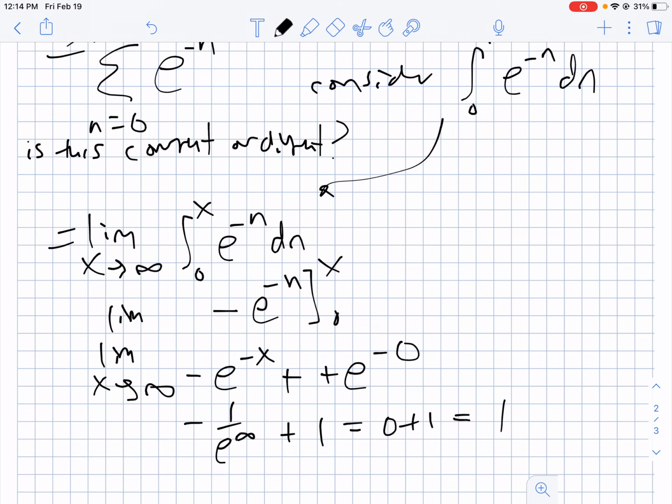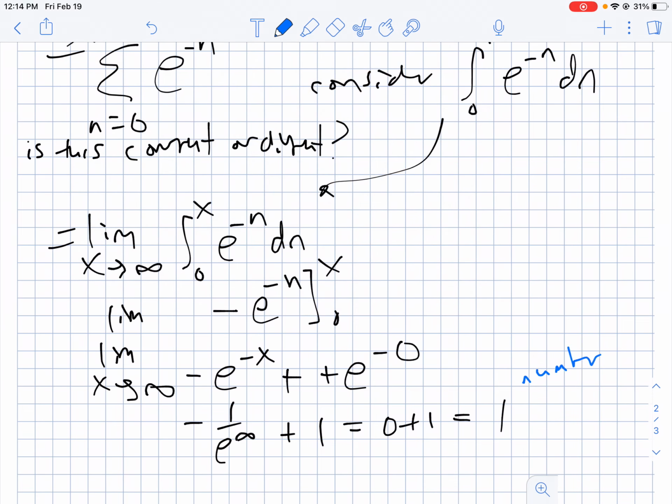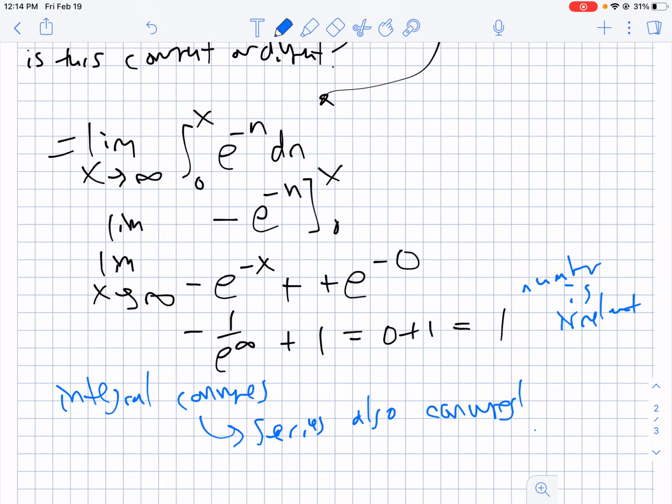Now, the interesting part here with the integral test is that this number is irrelevant. It doesn't matter what this number is. It's not actually helpful. The important part is that we know that this integral actually converges. We get a number for the answer. And what that means, of course, is that the series also must converge. Okay, so that's how the integral test works. If you get a number, you know the series converges. If you get infinity, you know the series diverges.